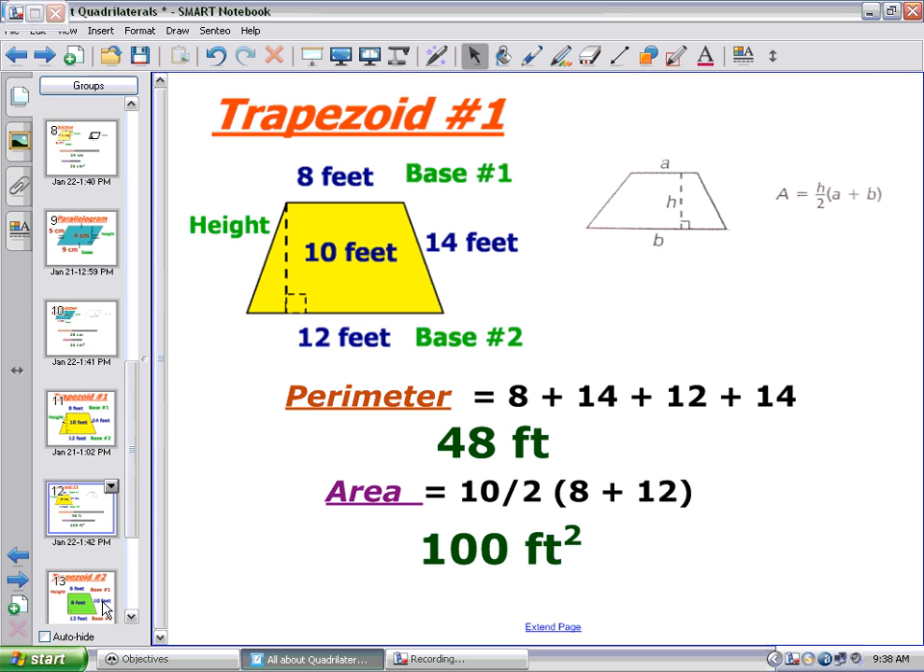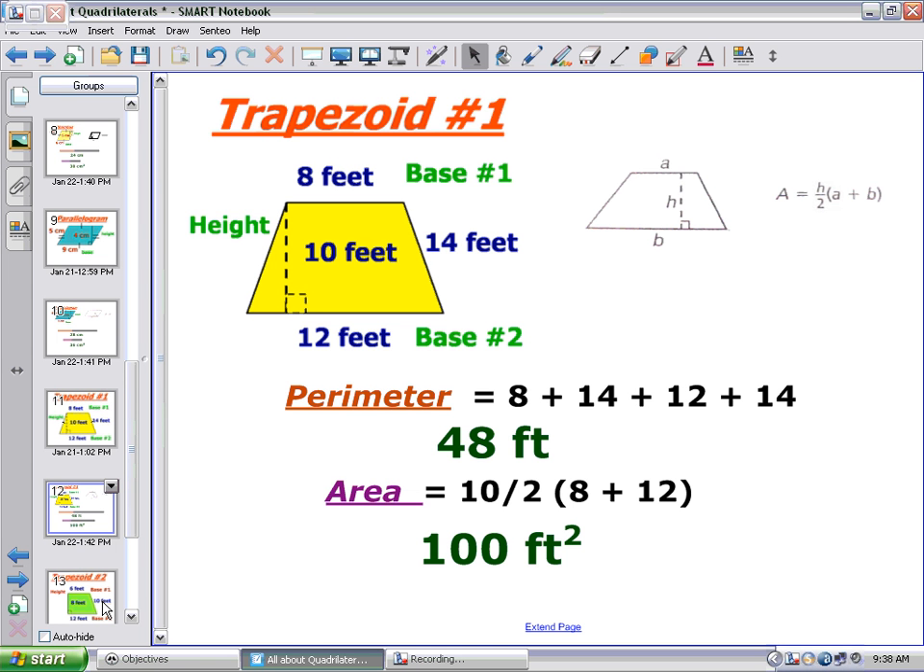Now, to calculate this trapezoid's perimeter, I basically add up all the sides. So then I would take and go straight around. 8 plus 14 plus the bottom, which is 12, and the other side would be 14. That's what's neat about a trapezoid of this shape. If this ends up happening along the lines like this, the trapezoid here has that same exact value.